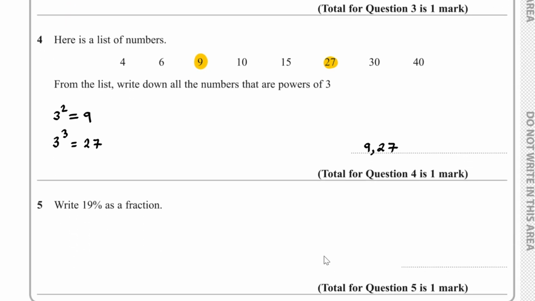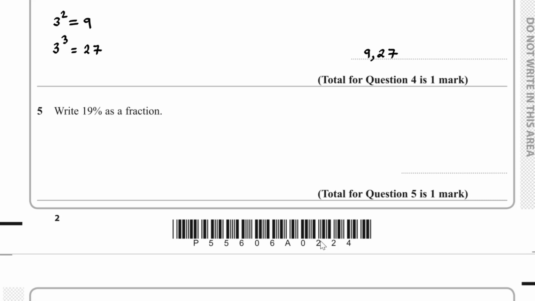Question number 5. We have to write 19% as a fraction. Well, if we were to convert from a percentage to a fraction, remember percentage just means out of 100, so 19% means 19 out of 100.